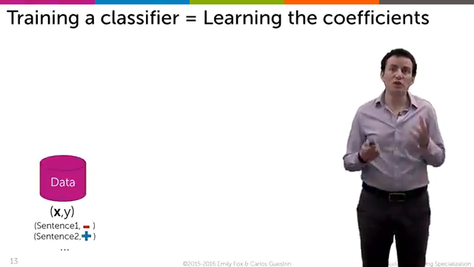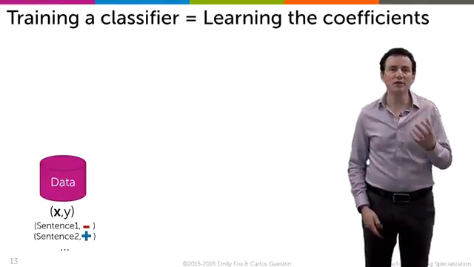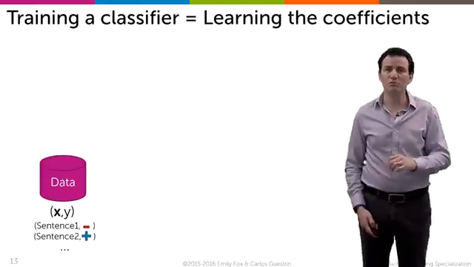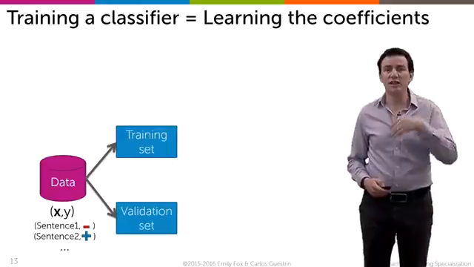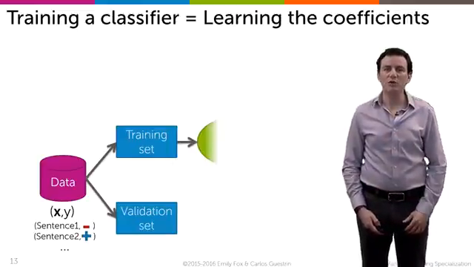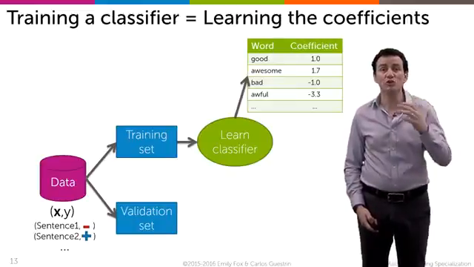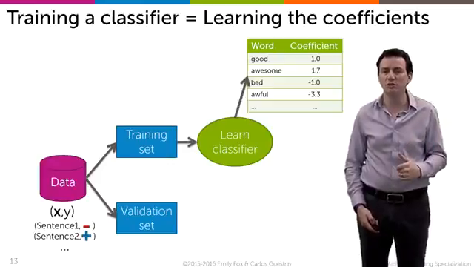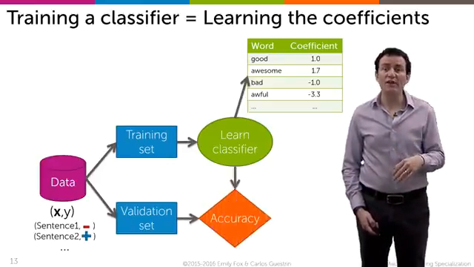Now, what we need to do is train the weights of these linear classifiers from data. So given some input training data that includes sentences of reviews labeled with either +1 or -1, positive or negative, we're going to split those into some training set and some validation set. Then we're going to feed that training set into some learning algorithm which is going to learn the weights associated with each word. So 1.0 for good, 1.7 for awesome, and so on. And then after we learn this classifier, we're going to go back and evaluate its accuracy on that validation set.